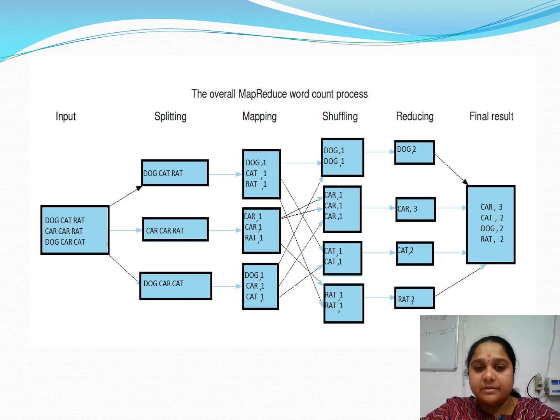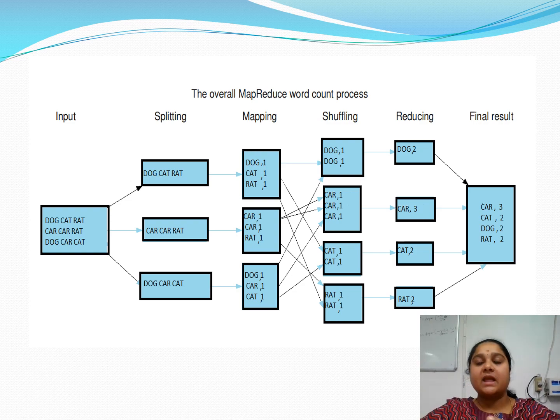Let us understand this MapReduce processing technique by using this example. Here, the input data is dog, cat, rat, and the next one is car, rat, dog, car, cat. We just need to find how many times the words are repeated. First, we split the data. After splitting, in mapping, as I already told, in the map task we'll be using key value pairs. This is the key and this is the value. So dog one, cat one, rat one, according to the given input data.